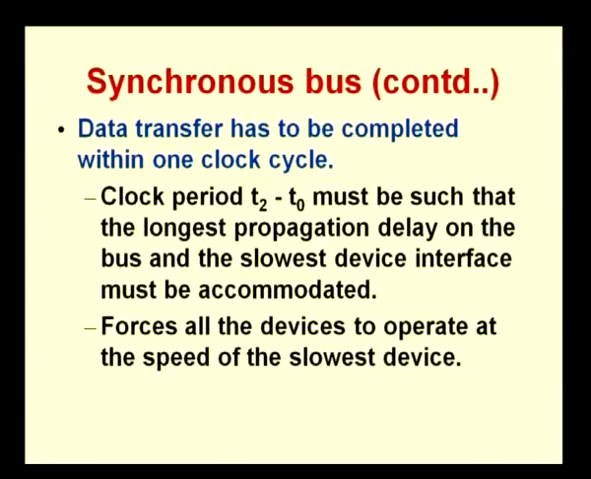So, whichever is your slowest device, that device should be accommodated. And so, automatically all the other fast devices will be accommodated. What happens is when we have one common clock that is used by all the devices to transfer data, we have to make sure that the clock is able to accommodate the slowest device. So, it forces all the devices to operate at the speed of the slowest device. This is one point that we need to keep in mind.